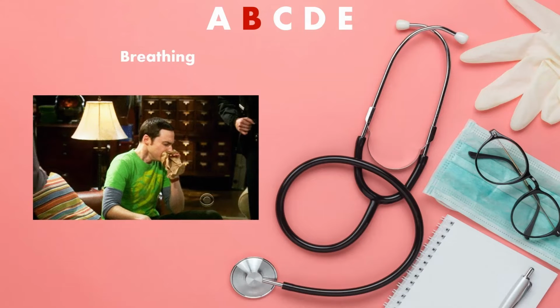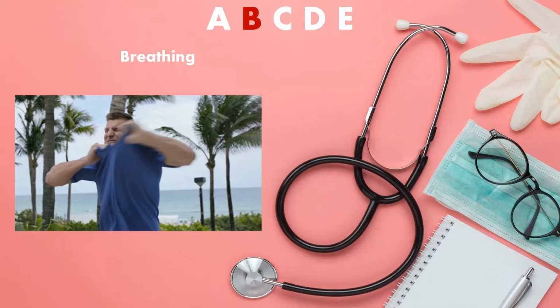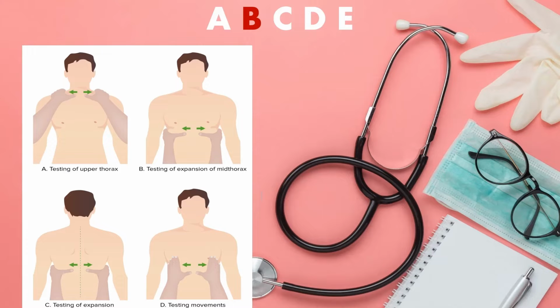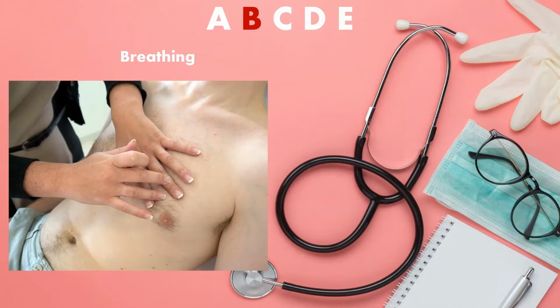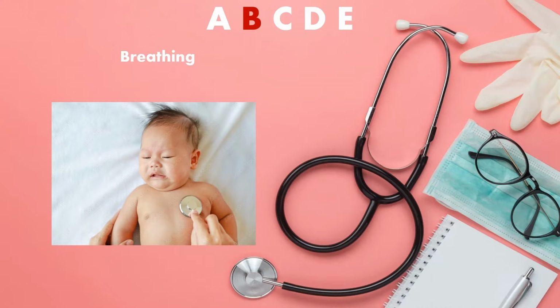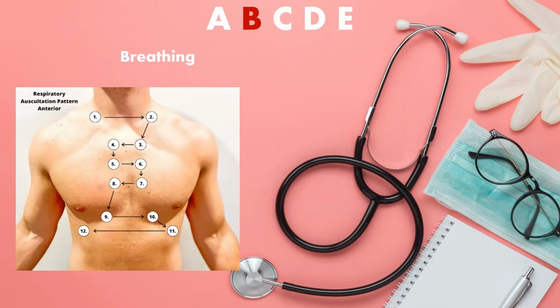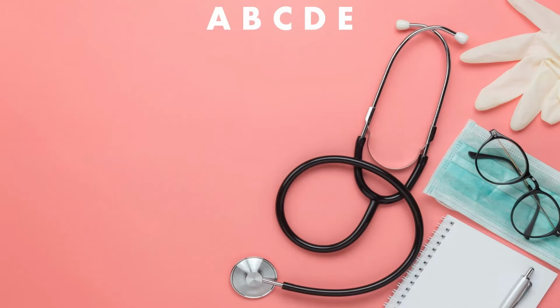How is Bob breathing? To check this, you need to look at the rate of his breathing, inspect the chest, palpate to check any abnormalities, percuss the chest, and auscultate. I'm going to talk about this quite briefly and cover it in another video. If everything is fine, we move on to circulation.